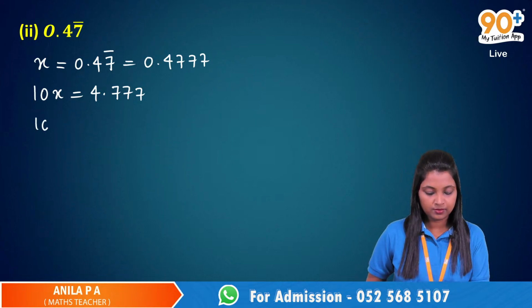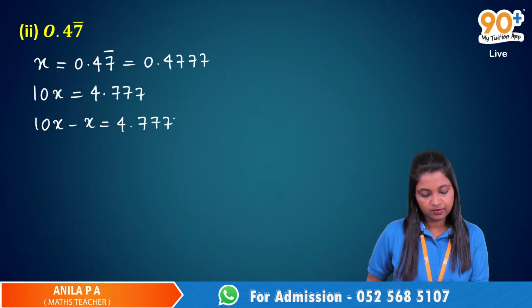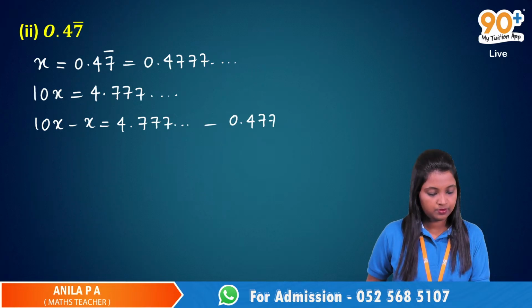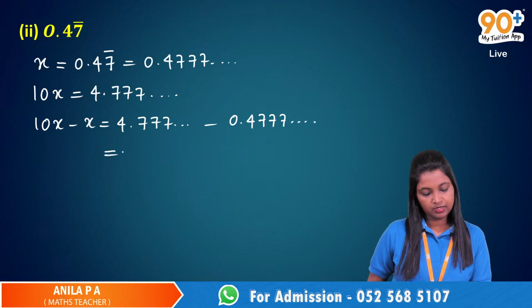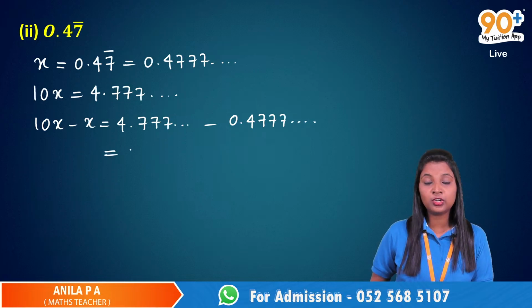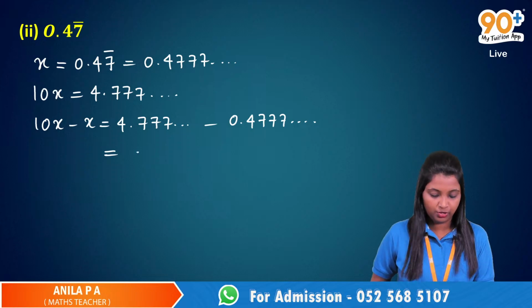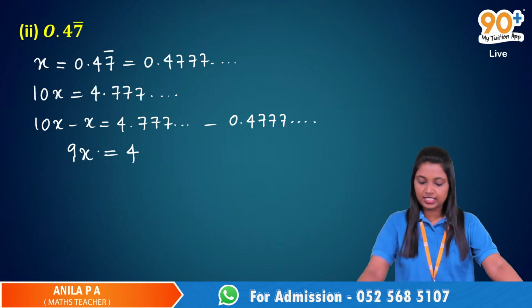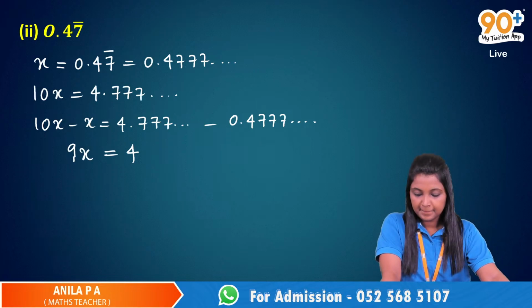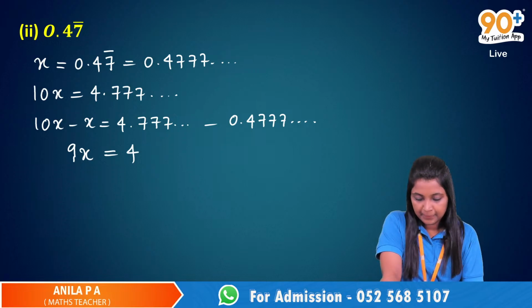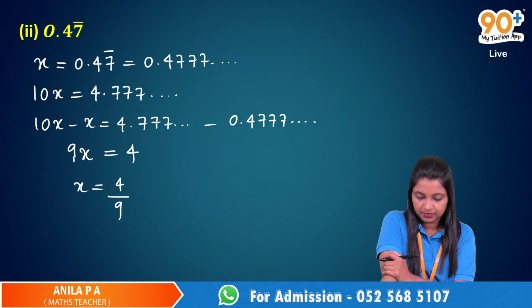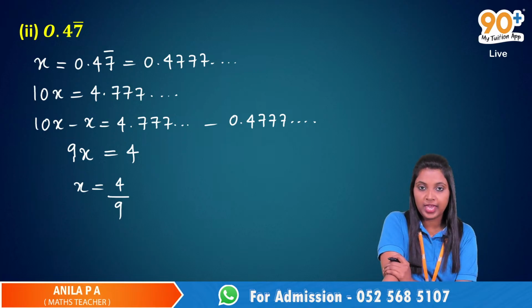10x minus x equals 4.777 minus 0.4777. So that equals 4. So 9x equals 4, and x equals 4 by 9.